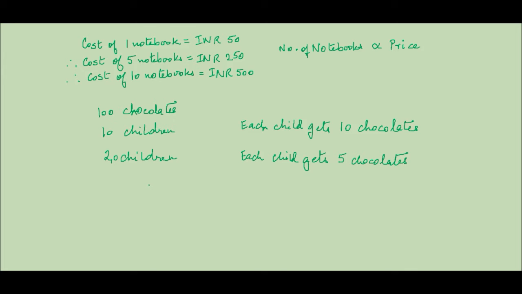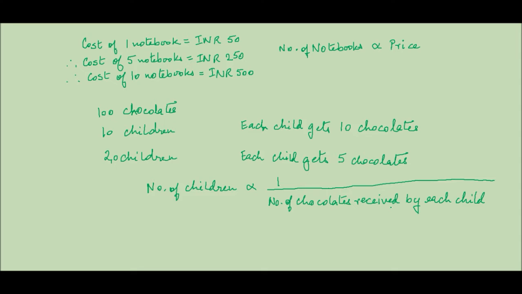This is denoted by number of children is inversely proportional to number of chocolates received by each child. This is a case of inverse variation.